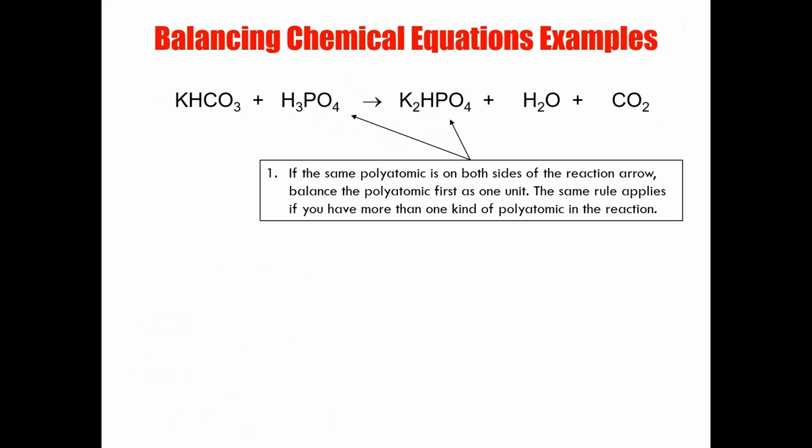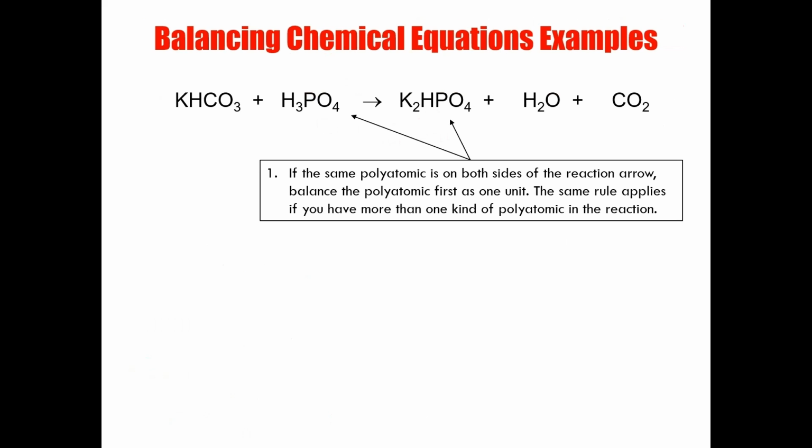Rule number 1 states that if the same polyatomic ion is on both sides of the reaction arrow, you balance the polyatomic ion first as a single unit. The same rule applies if you do have more than one kind of polyatomic ion in the reaction. However, that's only the case if the other polyatomic ion is on both sides of the reaction arrow.